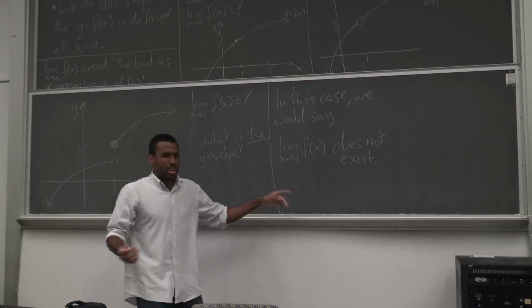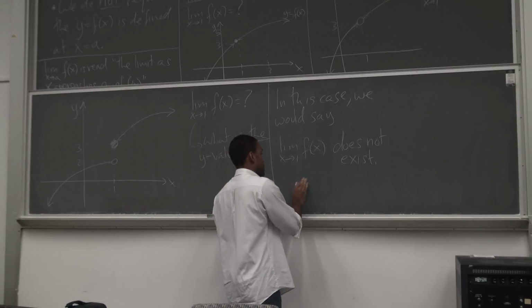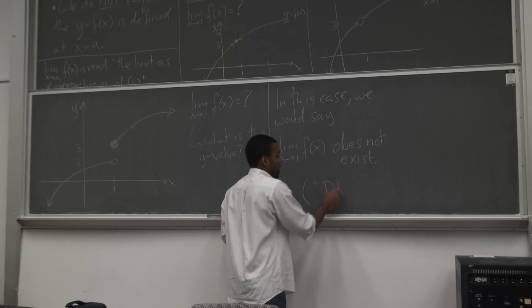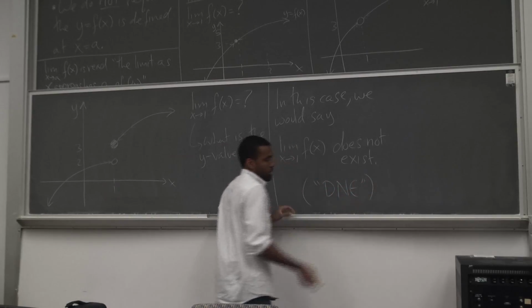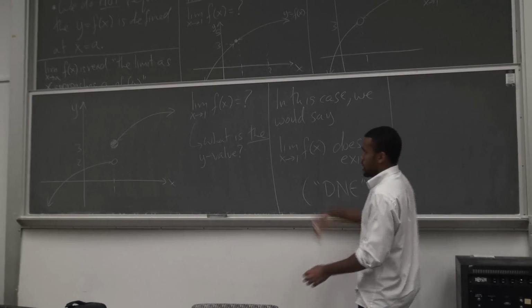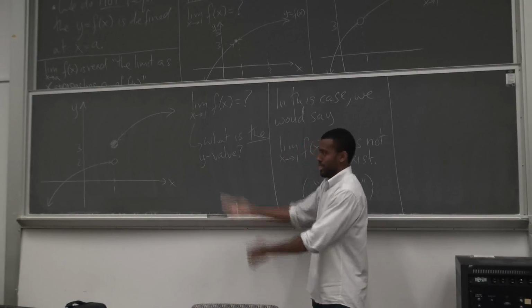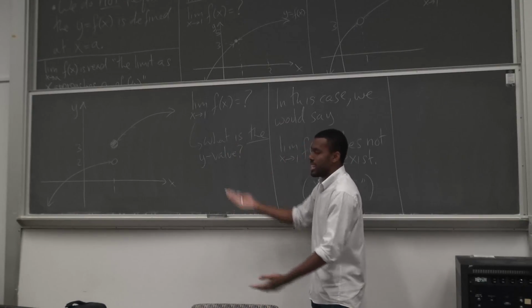You could say undefined, but it's kind of weird to use that phrasing. Most people just say it does not exist, or you can write DNE as an abbreviation for does not exist. Because there is no the y value. When you're asking for a limit, you're asking for some definite answer. Okay, what is the y value approaching? You need an answer.